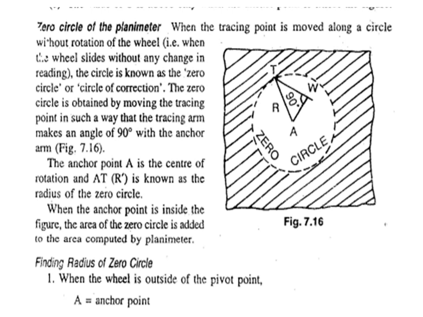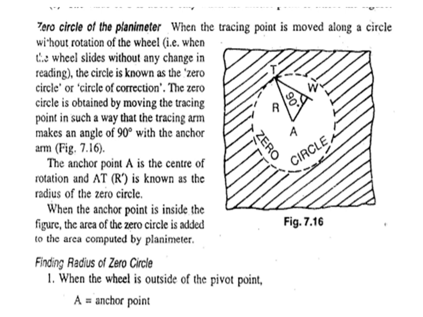Then the zero circle of the planimeter. In this slide we are going to see the zero circle of the planimeter. When the tracing point is moved along a circle without rotation of the wheel, that is, when the wheel slides without any change in reading, the circle is known as the zero circle or circle of correction.